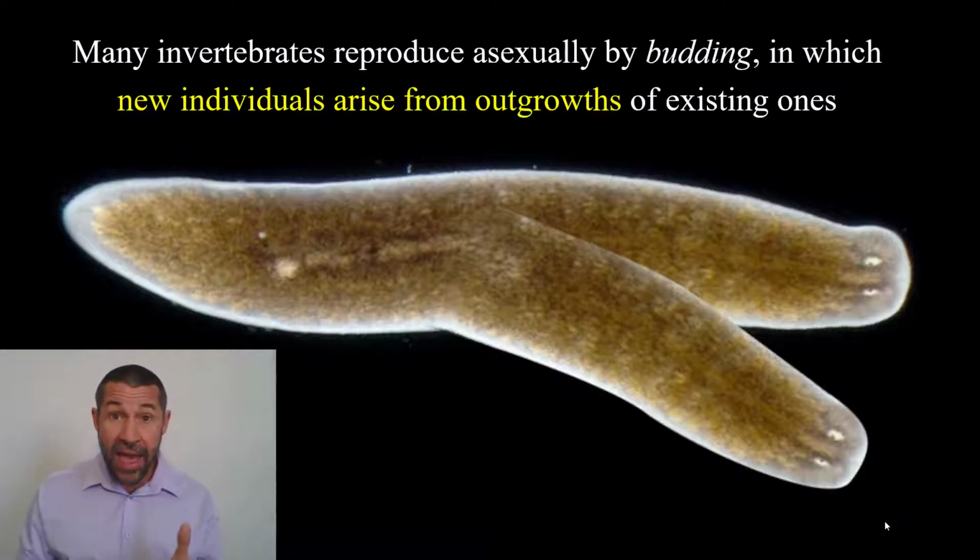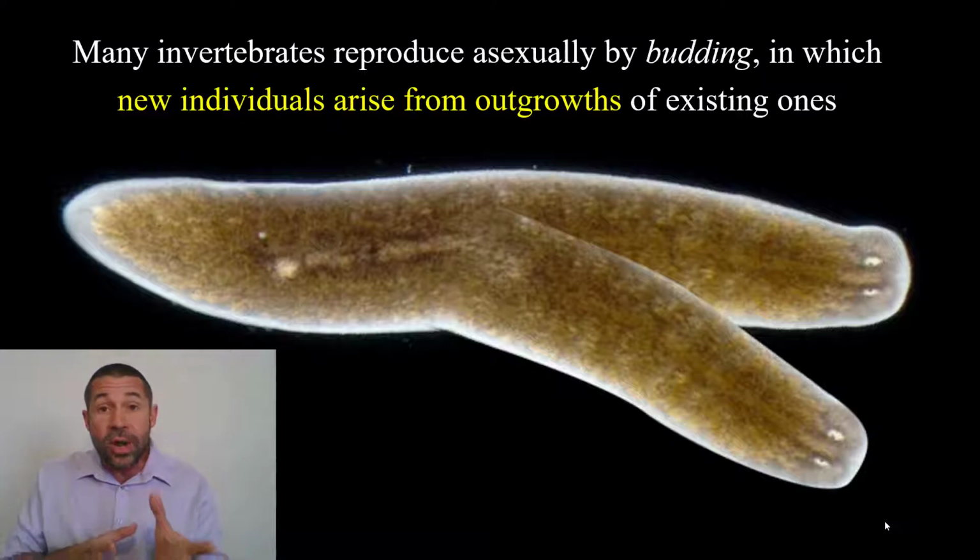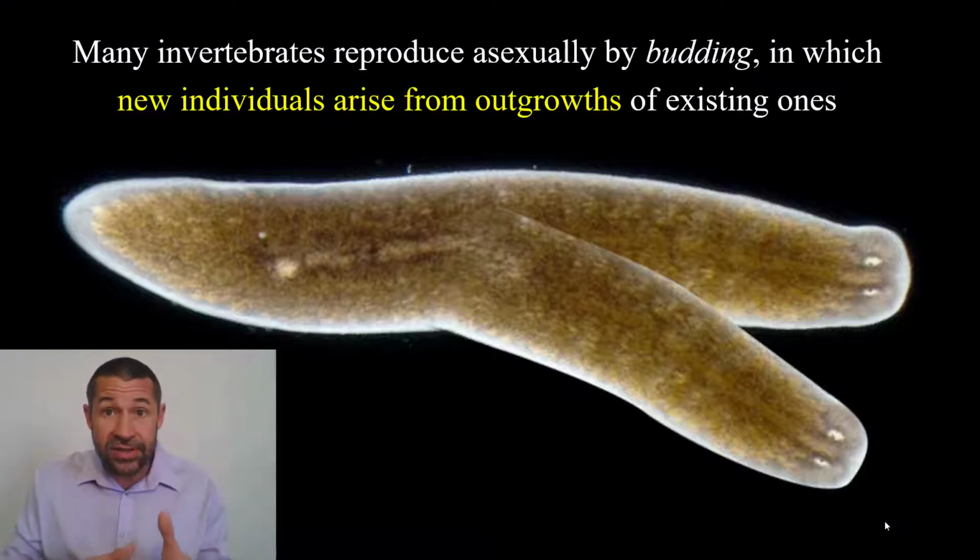So one form of asexual reproduction is budding. That's when a new individual arises from an outgrowth on the parent, like you see here in this planaria flatworm.